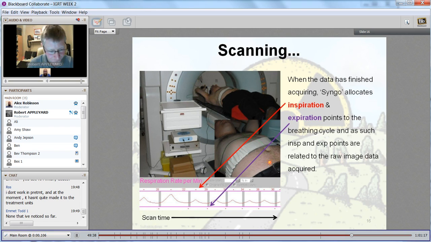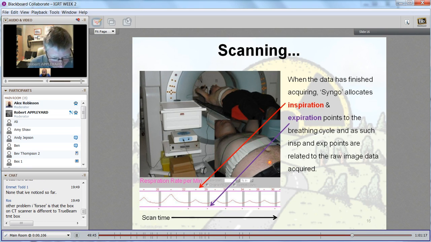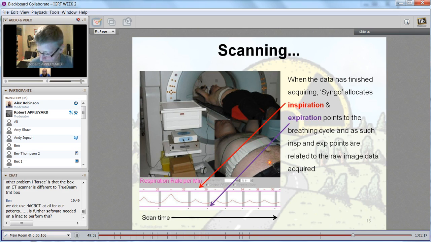Right. I may have missed other questions that people have put, but if you've got any issues or questions about 4DCT for Alex, keep typing away. We've got another 10 minutes yet.